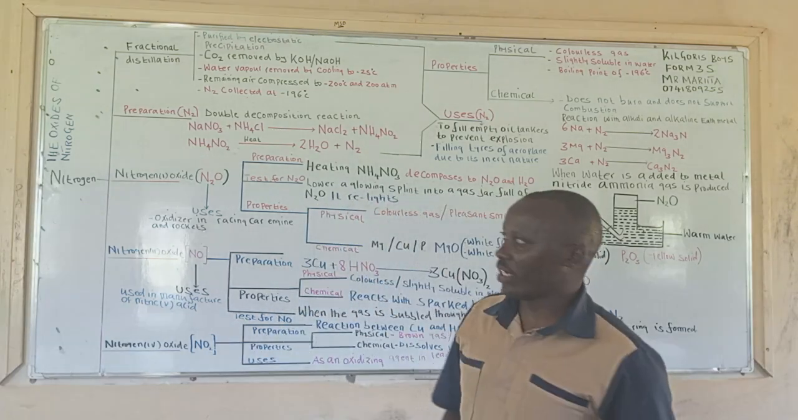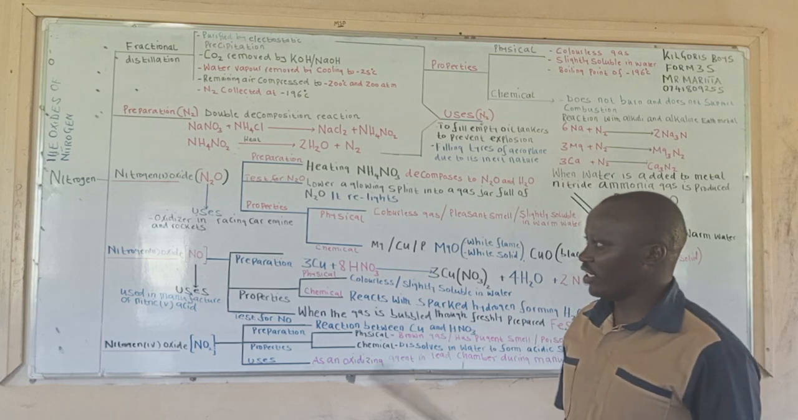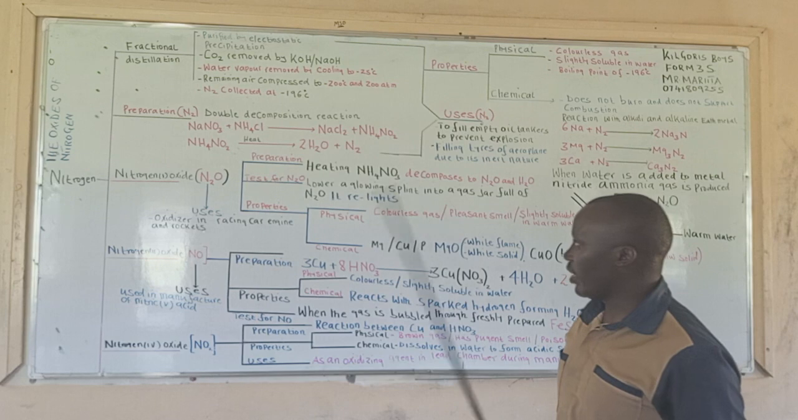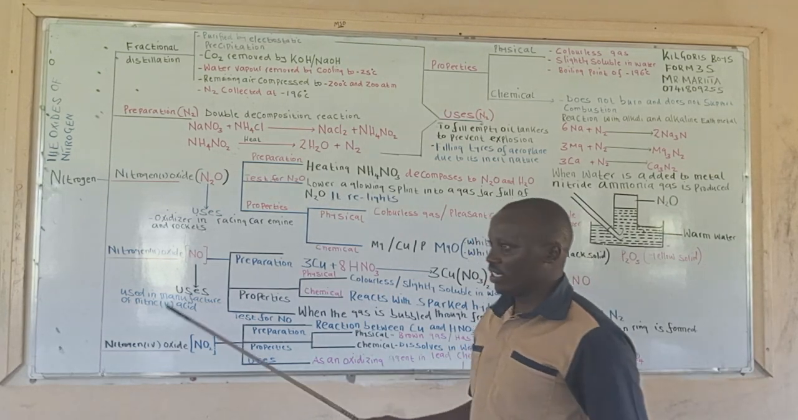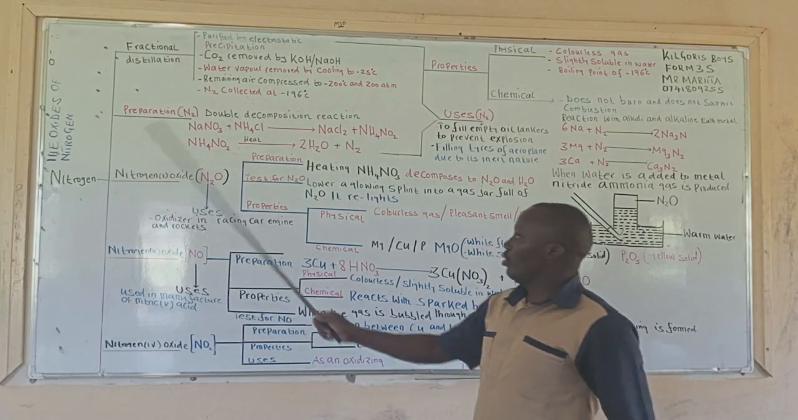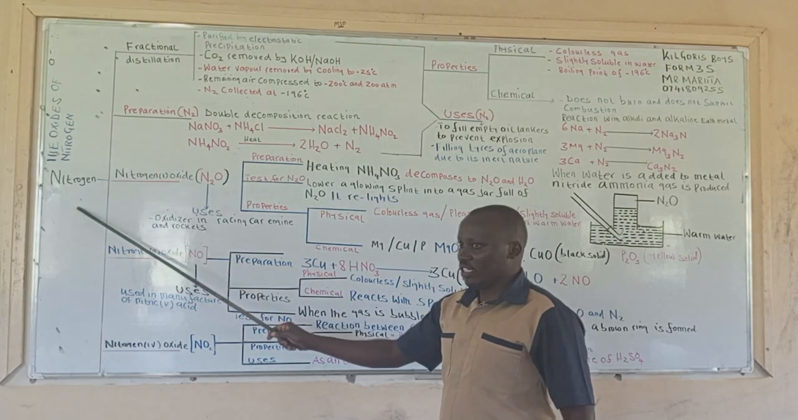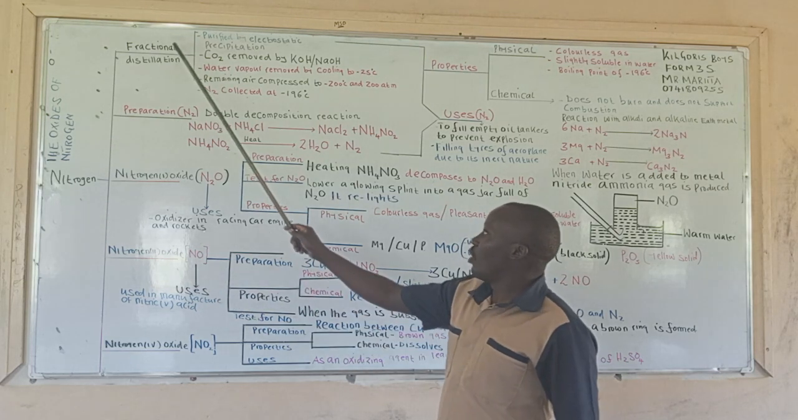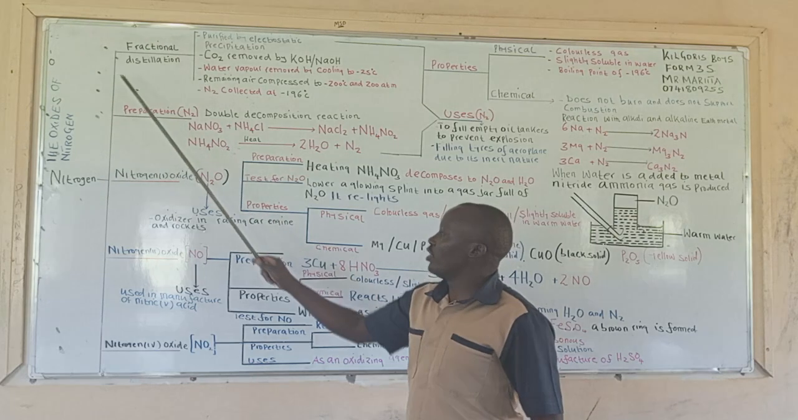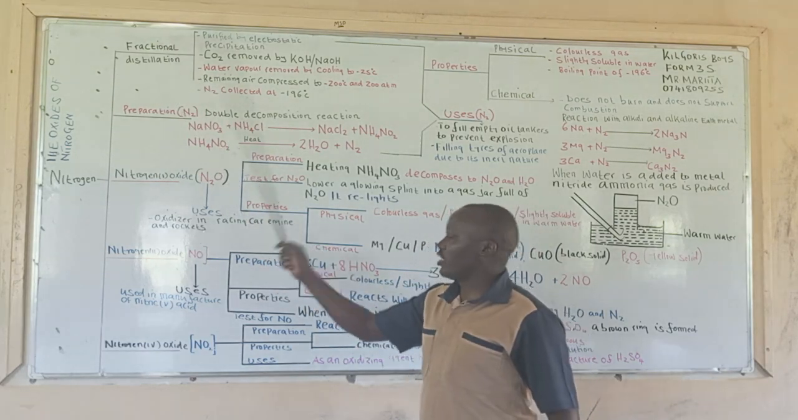Today we are looking at Form 3 work, and our topic is nitrogen and its compounds. We are looking at a summary of nitrogen and its oxides in one page. So we have nitrogen. The first step: how do you get it from air? We have the isolation from air by the method we call fractional distillation.